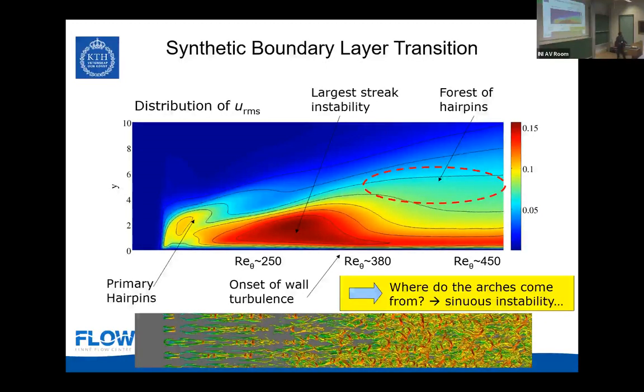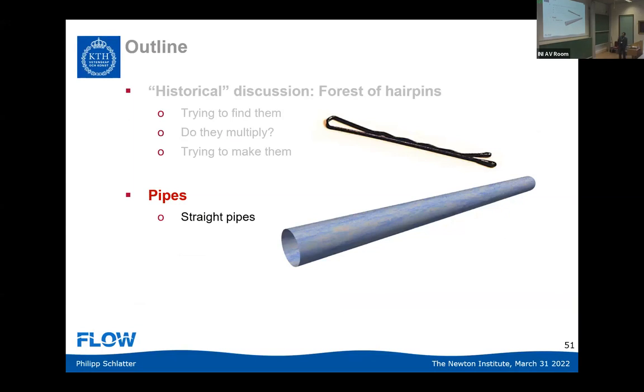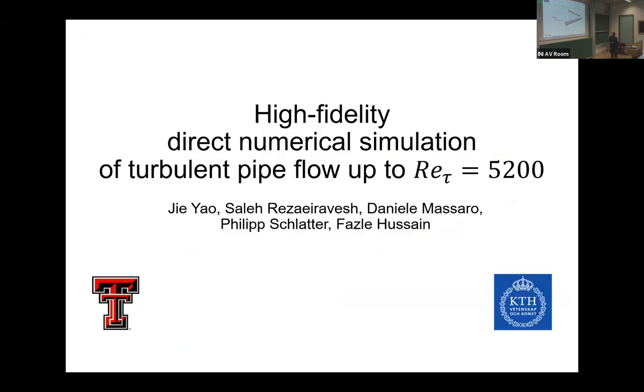But I would just suggest to maybe not look for instantaneous hairpins anymore in turbulent boundary layers. That's maybe not the right thing to do. Okay, now I've seen that I have maybe 4 minutes left, which is good to also talk very briefly about a recent pipe flow simulation that we have performed.